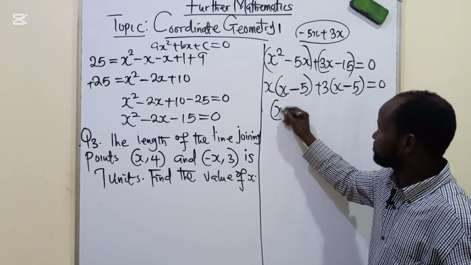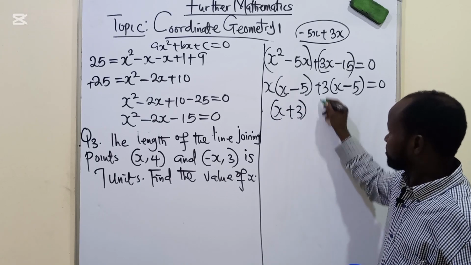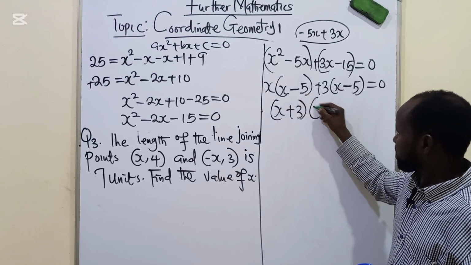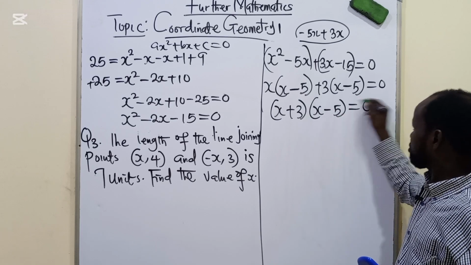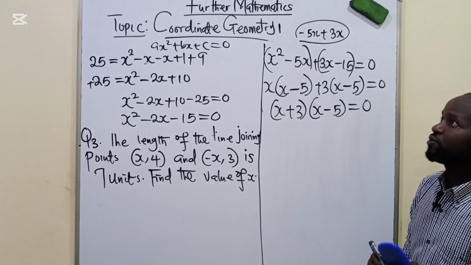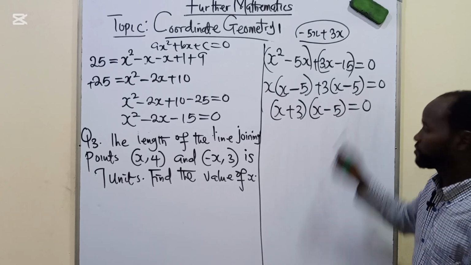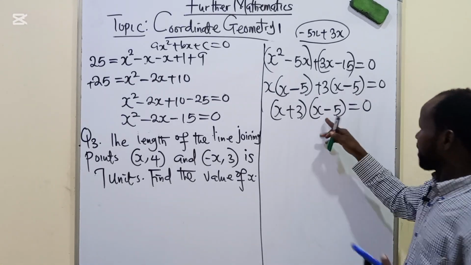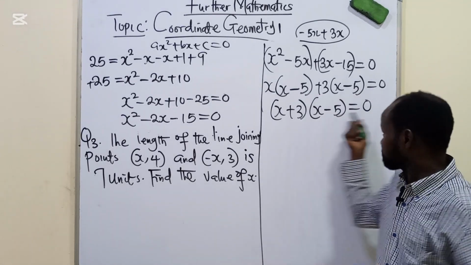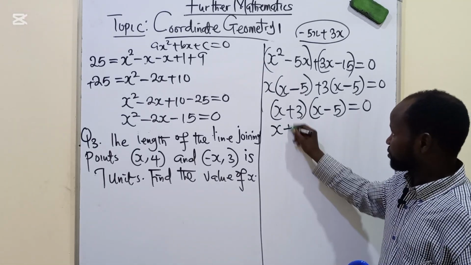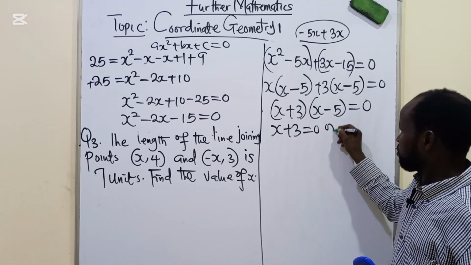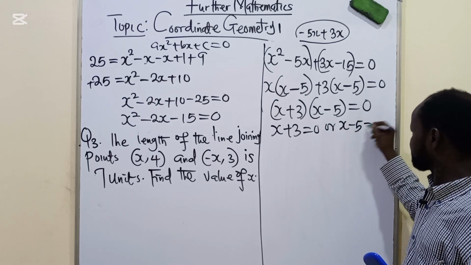We have x plus 3 in one bracket, then we pick what is common, that's x minus, we pick 1 now, that's x minus 5 equals 0. Equal 0 means either x plus 3 is equal to 0 or x minus 5 is equal to 0.